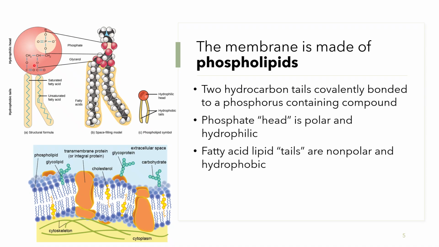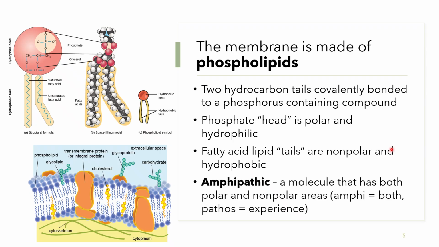As I said, this phosphate group is highly polar, meaning it is hydrophilic. It's going to be attracted to water. However, these tails are lipids, so they are nonpolar. They are hydrophobic. As a result, they're going to want to repel water. So we have this really interesting molecule that is amphipathic. Amphi means both, and pathos means experience. So this is a molecule that has the experience of being both a polar and a nonpolar molecule. That's a little weird to think about, but it's going to really inform the function of this particular molecule.